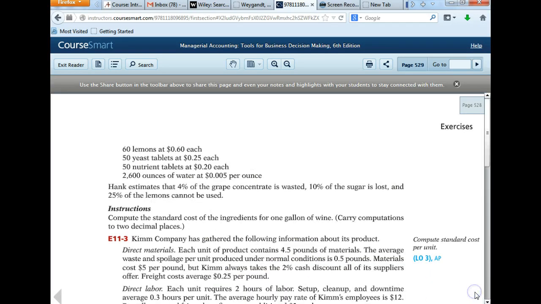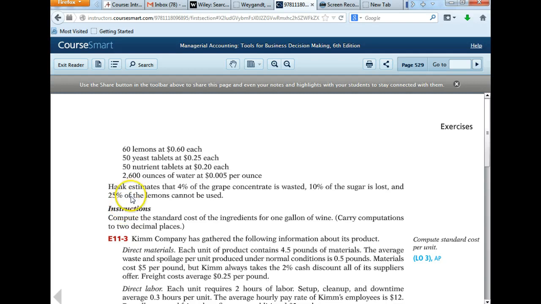Okay? We've got 60 lemons at 60 cents each, 50 yeast tablets at 25 cents each, 50 nutrient tablets. Why would you put nutrients in wine? At 20 cents each, and 2,600 ounces of water at 0.005 cents per ounce. Hank estimates that 4% of the grape concentrate is wasted, 10% of the sugar's lost, and 25% of the lemons cannot be used. We have to compute the standard cost of the ingredients for 1 gallon of wine.